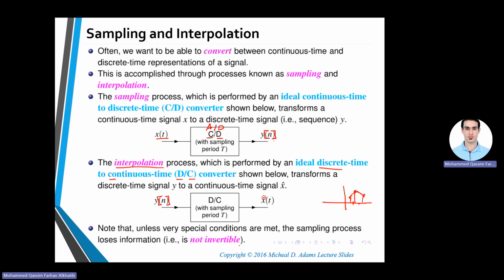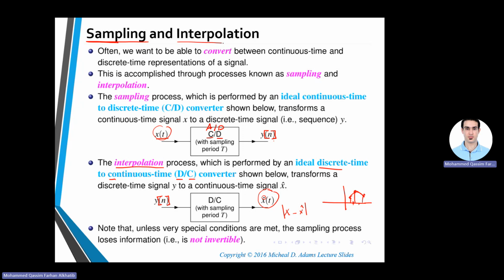You cannot get the exact same input analog signal, x of t. However, there are different optimization techniques to minimize the difference between x of t and x hat of t, like mean square error, similarity index, and many other algorithms to deal with that. So just keep in mind that sampling is irreversible, or not invertible.